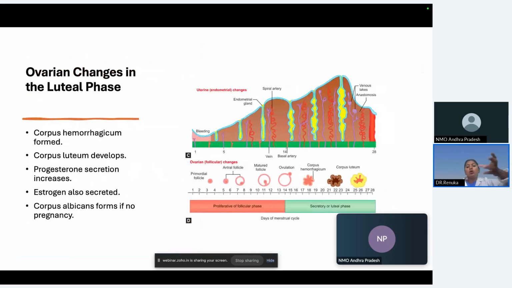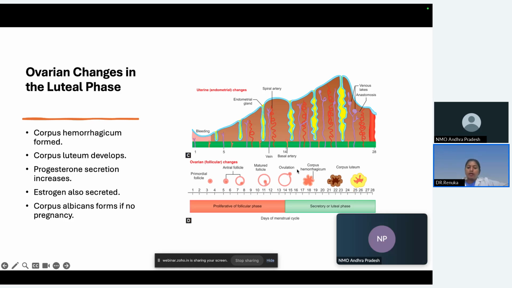Coming to the luteal phase, the second half of the menstrual cycle. What happens first? After ovulation, we are entering into the luteal phase. Corpus hemorrhagicum is formed whenever the ovum is not fertilized, and then the corpus luteum is formed. Progesterone secretion is increased, and estrogen is also formed. And finally, if there is no pregnancy, the corpus albicans is formed, and then menstrual bleeding occurs.